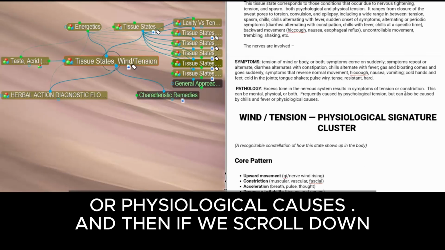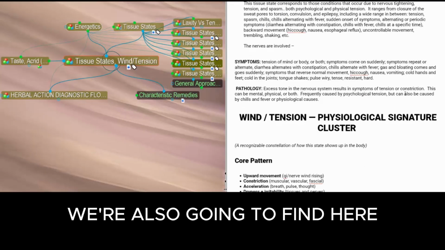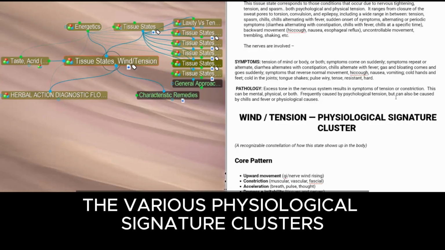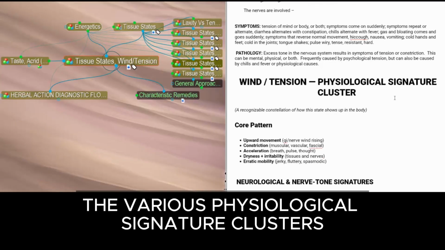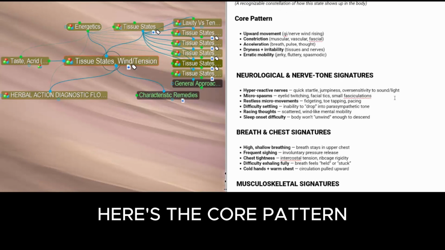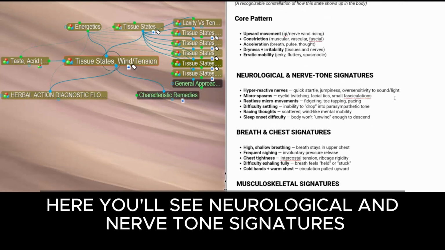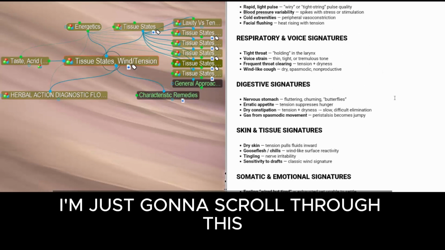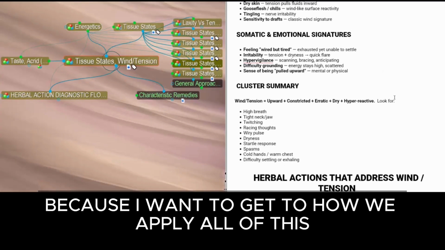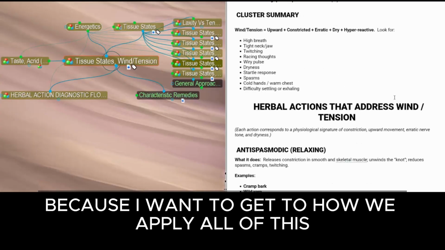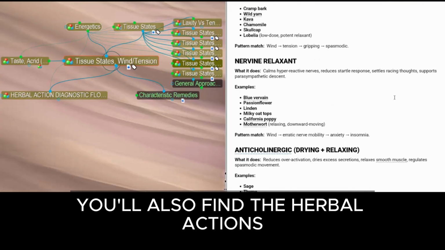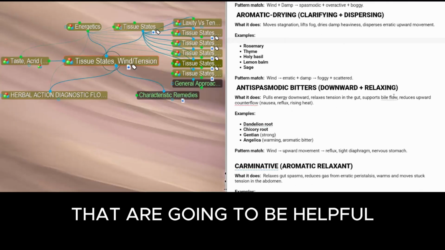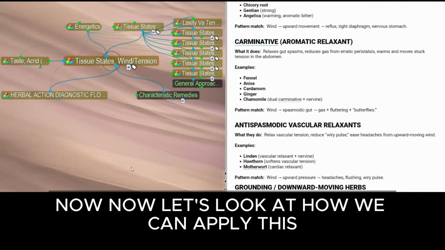And then if we scroll down, we're also going to find here the various physiological signature clusters. Here's the core pattern. Here you'll see neurological and nerve tone signatures. I'm just going to scroll through this because I want to get to how we apply all of this. You'll also find the herbal actions that are going to be helpful. Now let's look at how we can apply this.